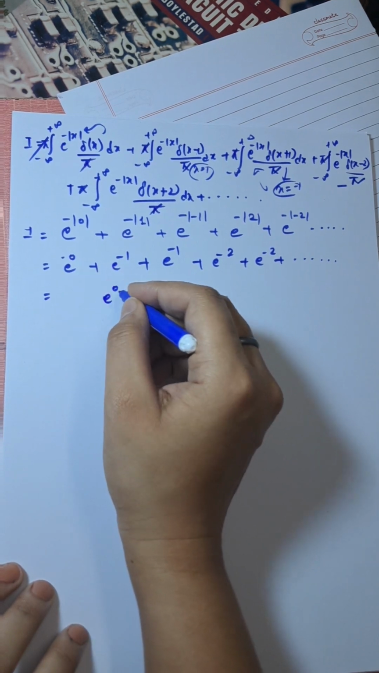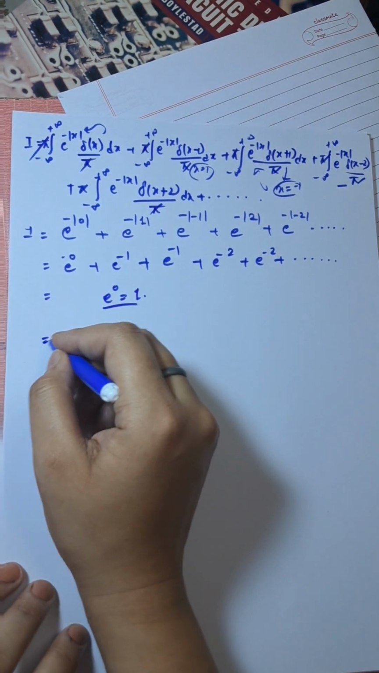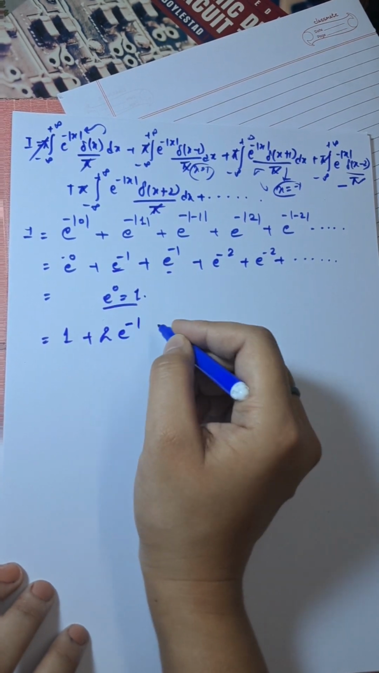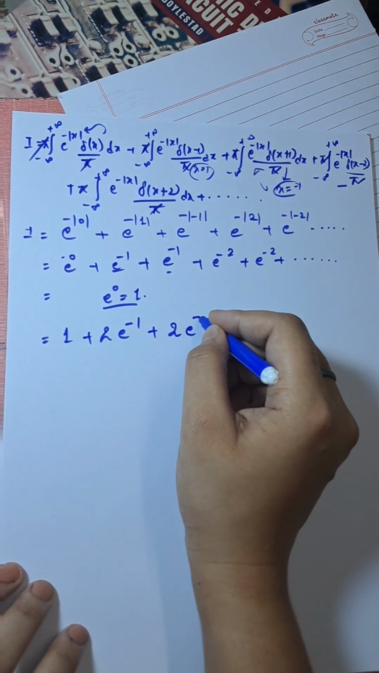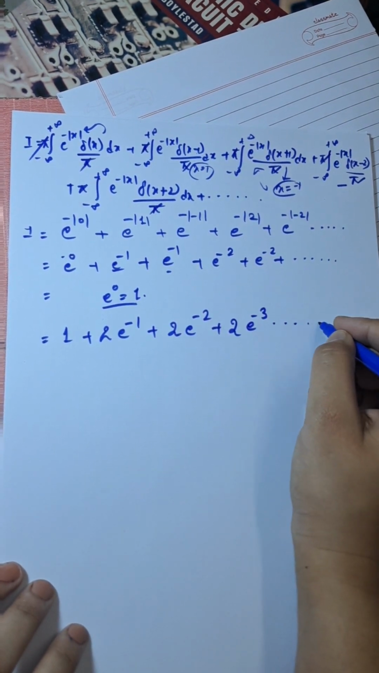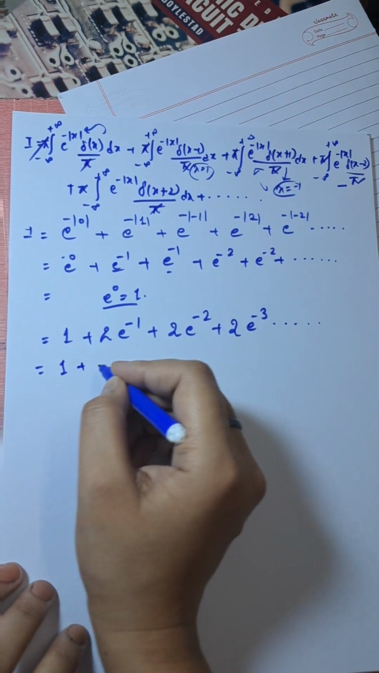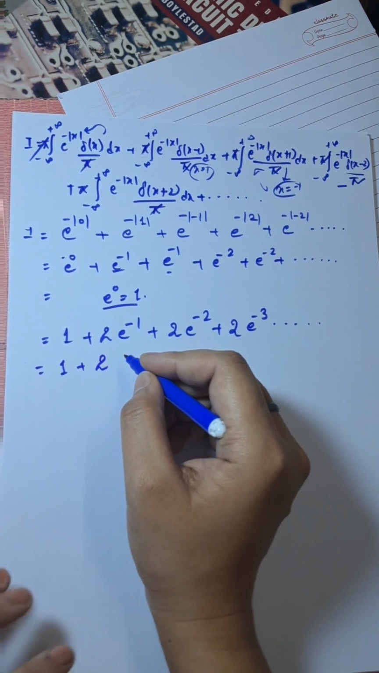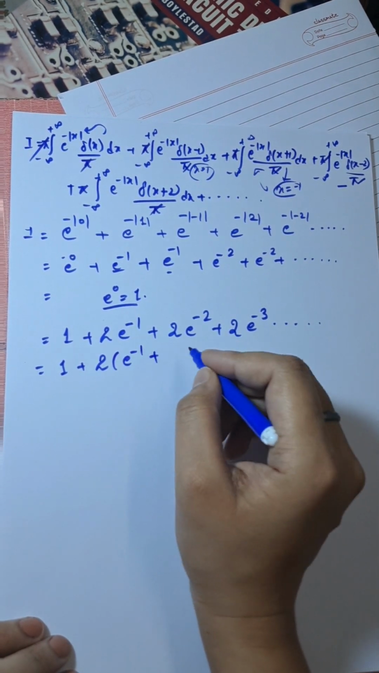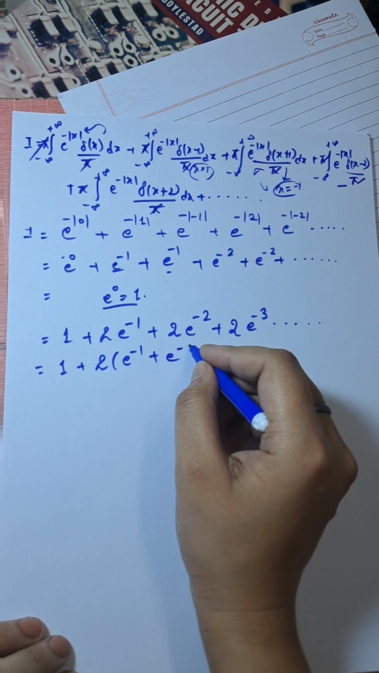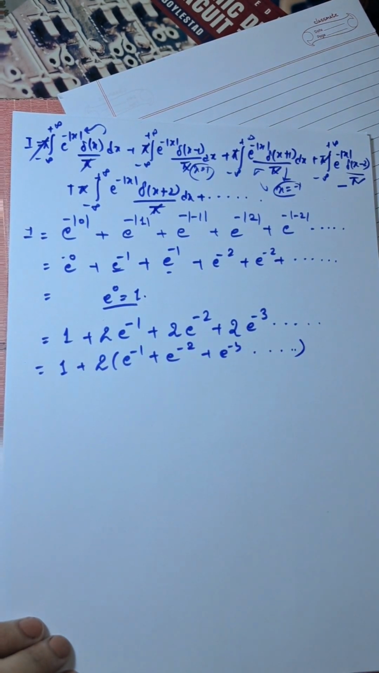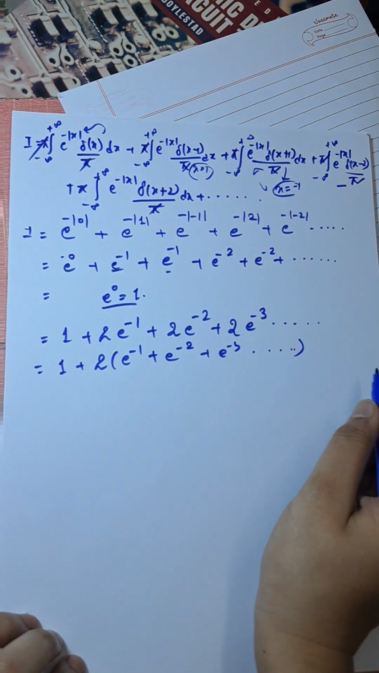Now e to the power 0 equals 1. So 1 plus 2 times e to the power minus 1 plus 2 times e to the minus 2. Similarly, we'll get 2 times e to the power minus 3 and so on. Now we can take common 2 and write e raised to power minus 1, e to the minus 2 plus e to the power minus 3 and so on. So we will get an infinite series.